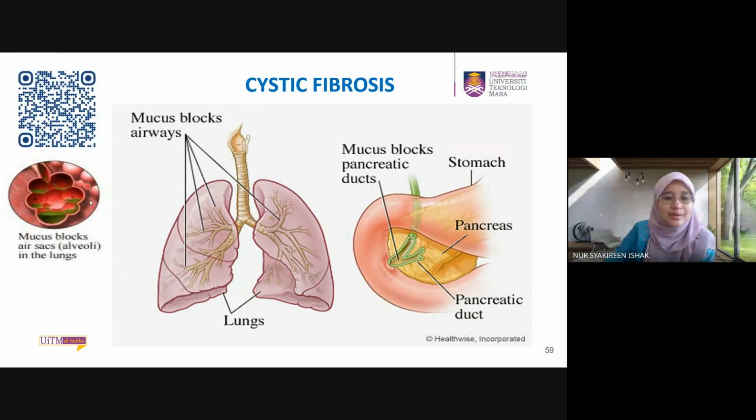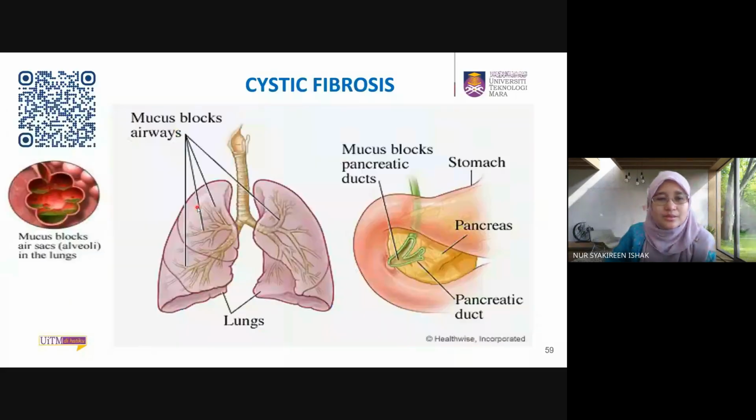As you can see, the buildup of mucus in the alveoli in your lung, or mucus that blocks the pancreatic ducts in your digestive system as well, right? So you can scan this QR if you want to watch more information on cystic fibrosis.